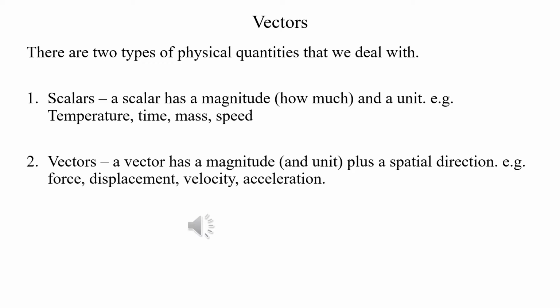The other type are called vectors. A vector has a magnitude, or a scalar component, so it has a magnitude in its unit, but it also has a spatial direction. That's also important. Some examples of vector quantities are force, displacement, velocity, and acceleration. These are all vector quantities. They all have a spatial direction associated with them.